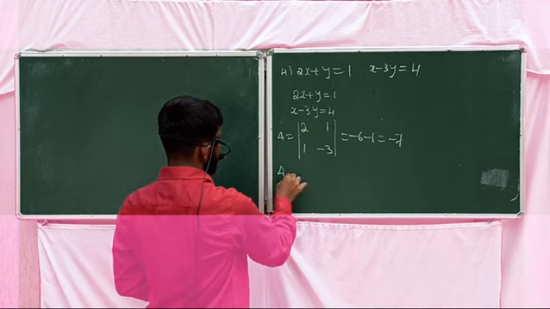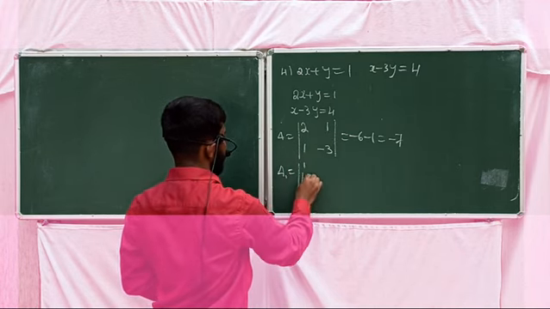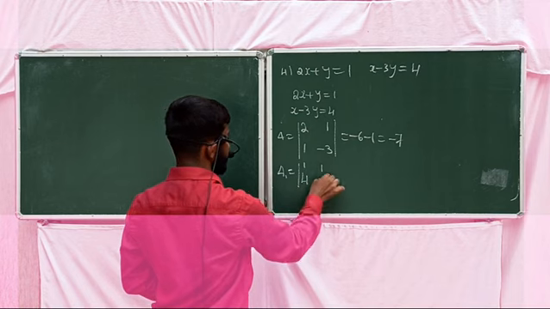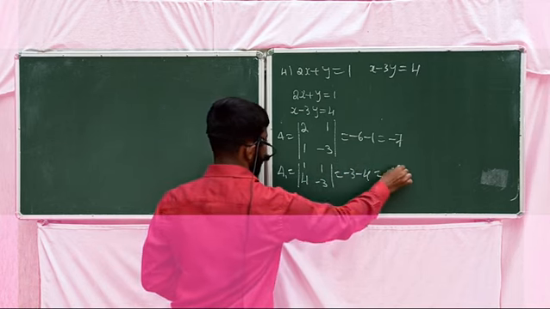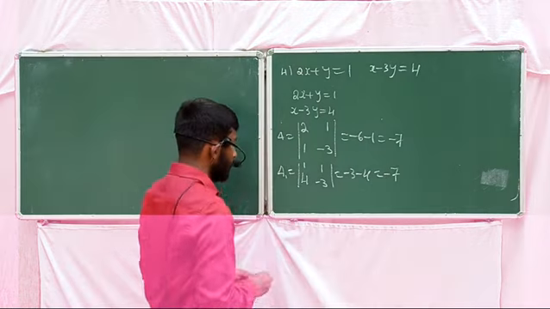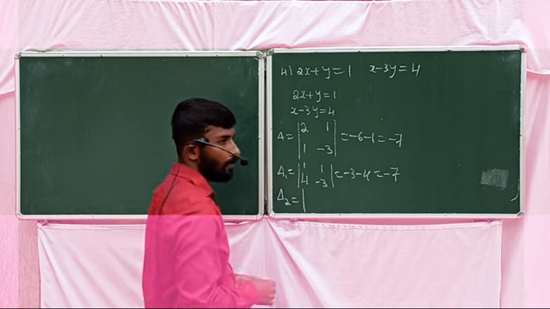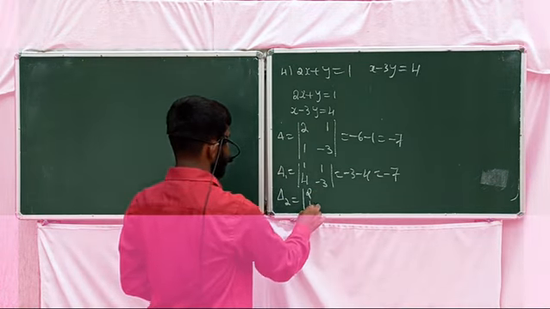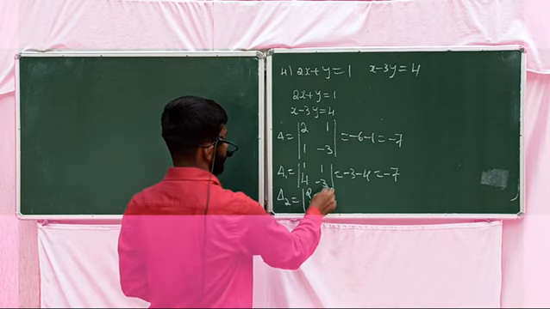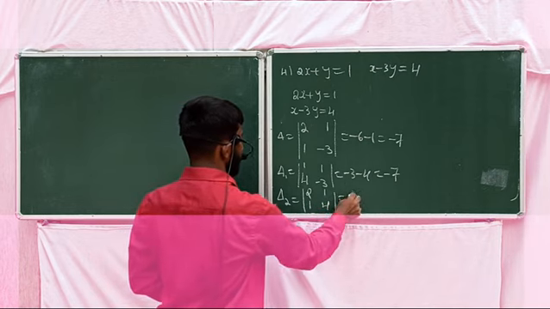Delta 1 value, it's equal to replace column 1 with constant term 1 and 4. Column 2 remains same. It's equal to minus 3 minus 4. Its value again equal to minus 7. Then delta 2 value, it is obtained by replacing column 2 entries with constant terms. So coefficient of x remains same 2 and 1. What's the constant terms? 1 and 4. It's equal to 8 minus 1.